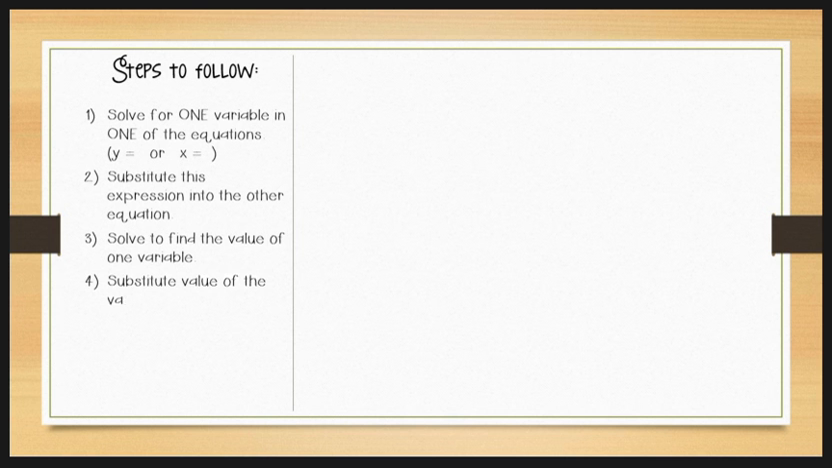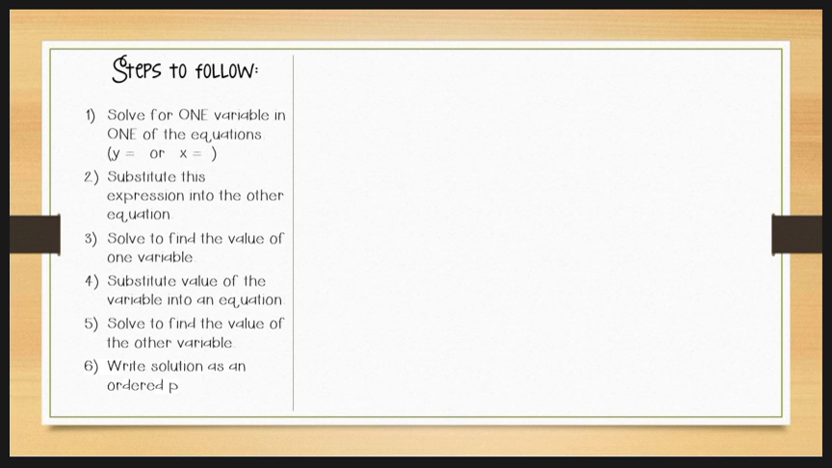And then we would substitute that value of the variable into one of the equations. We would then solve to find the value of the other variable. And lastly, we would write the solution as an ordered pair. And just as a side note, it's always a good idea to check to make sure that the solution you came up with is actually a solution to the system, by substituting the x and y value that you got for the solution into both of the equations in your system to make sure that they're true statements.